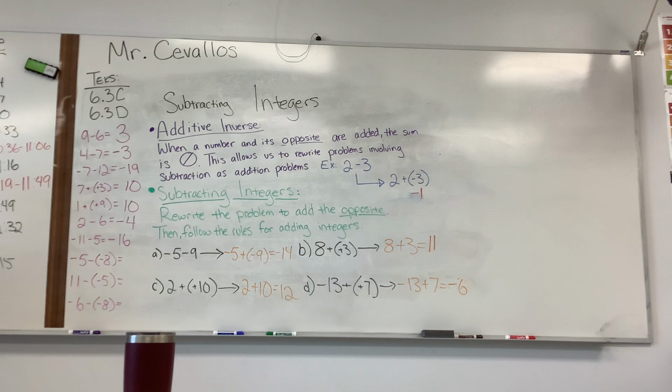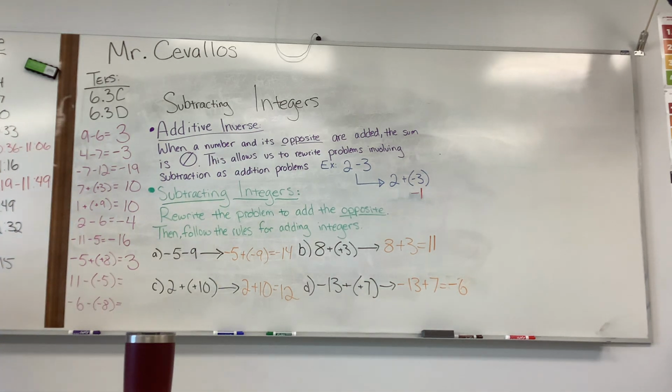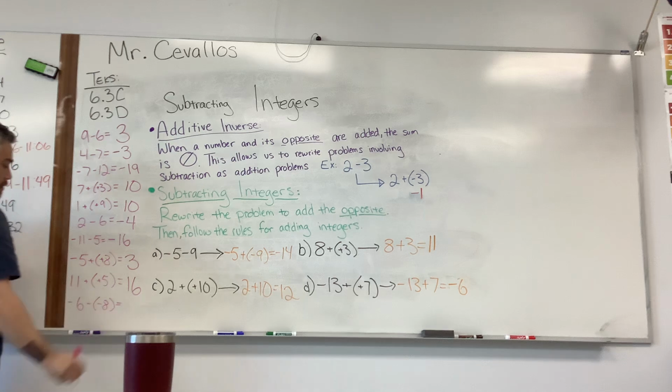Negative 5 minus negative 8. Here we get to add the inverse. So now we have negative 5 plus 8. You were negative $5 in your bank account. Somebody cash apped you $8. Woo! You are now a positive $3 in your account. 11 minus negative 5 again. You can't do this, so you add the inverse. Now you have 11 plus 5, which gives you a positive 16.